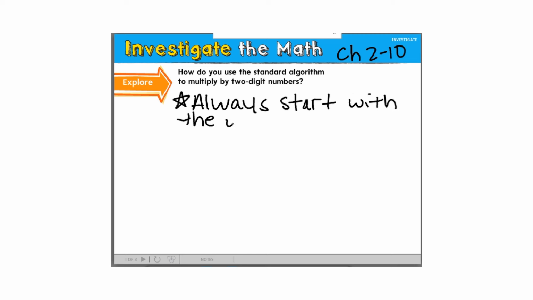I told you that what we're doing here is pretty much like what we did yesterday, and that was something we wrote yesterday too, that we wanted to start with the ones place. So we're going to start with the ones place again today, except we're going to go through 2 times when we multiply.